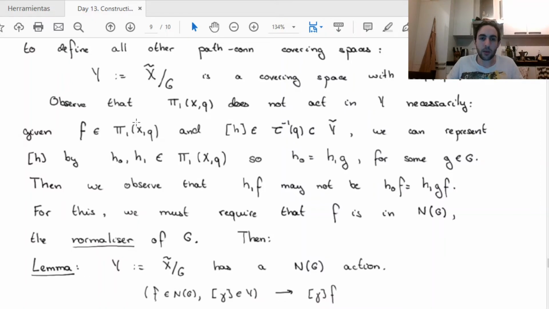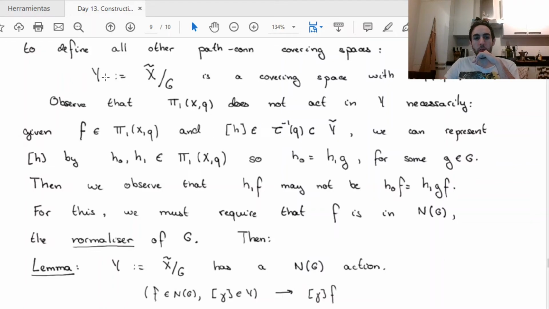Right, so we want to see how I could define an action of pi 1 on Y. Here we have some f, some element in pi 1, and here we have the class of h, and this is an element in Y lying over the fiber over q. Now, this is a class, right?